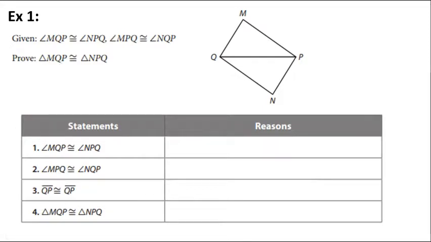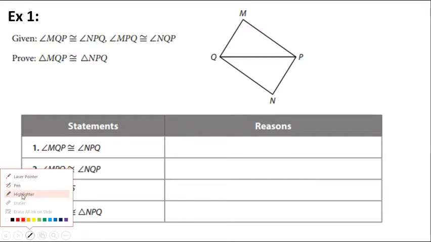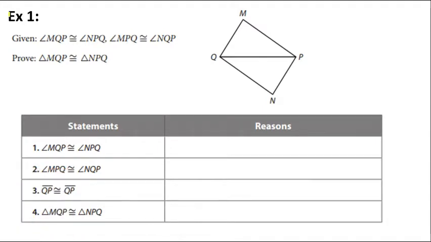Triangle MOP is congruent to NPQ. And again, they give you a given statement that we're going to use to prove that the two triangles are congruent. So we're going to start off by looking at our given statement here. The first part says angle NQP is congruent to angle NPQ. So I'm going to start off by writing that down as my first statement. And the reason here is that that's what's given to me.